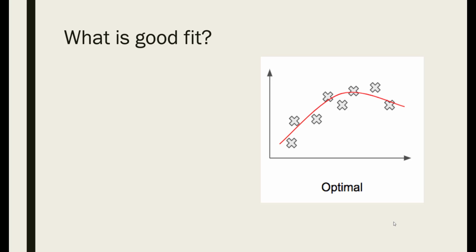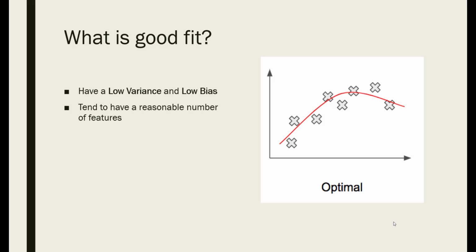If we take the scenario of a good fit or an optimal fit, it should have a low variance as well as a low bias. The machine learning model will have to learn from a reasonable number of features, and the machine learning model will perform well on test data. So we have seen more about what underfitting is and what a good fit is.